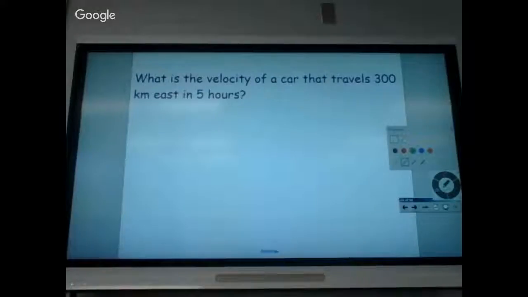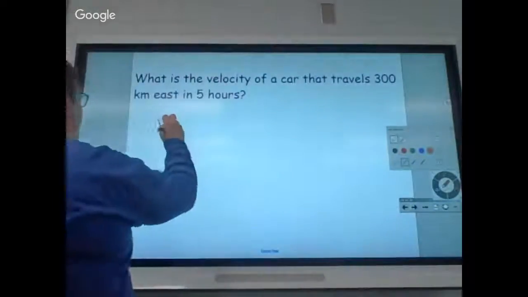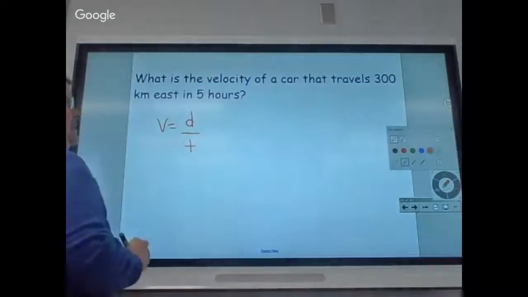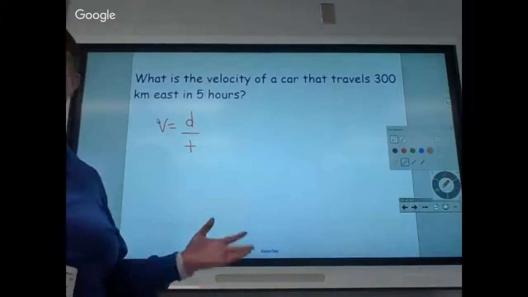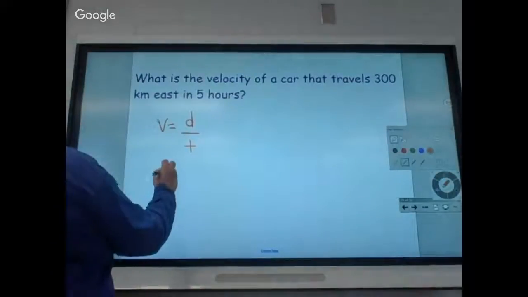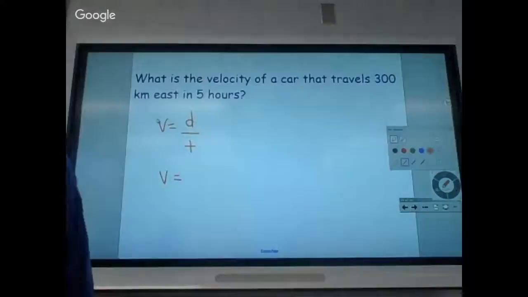All right. So velocity. What's the formula for velocity? Distance over time. It's the same as speed. Nothing is different. Okay? Same formula, same calculation we just practiced.